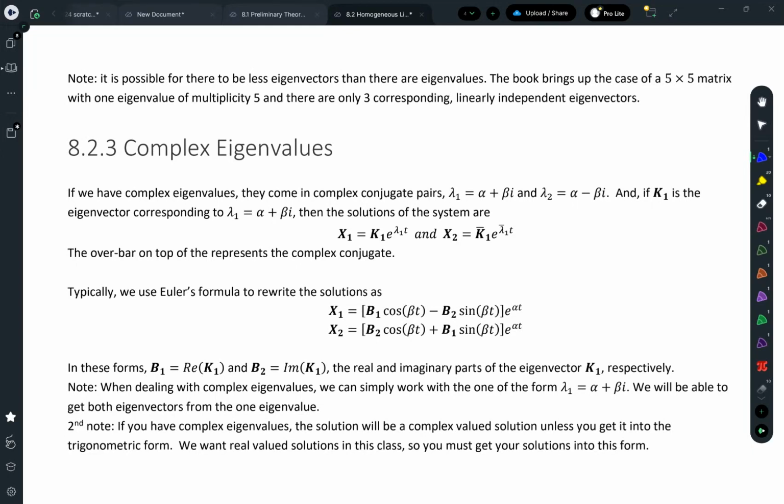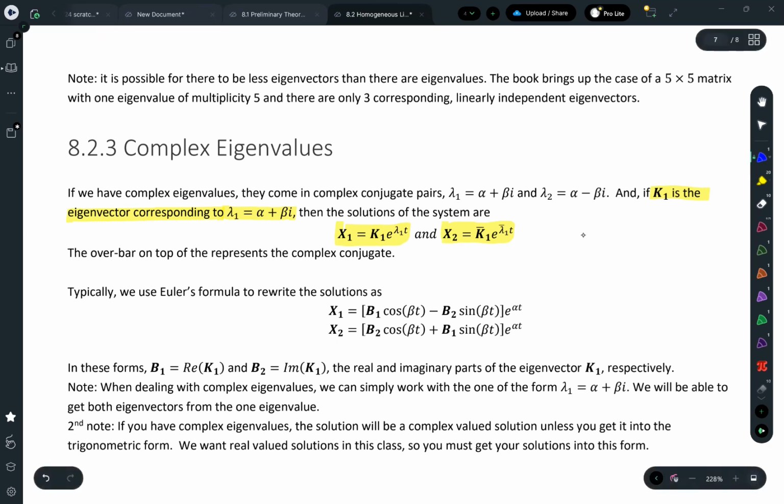Okay. So the complex conjugate pairs for lambda 1 and lambda 2 are going to be alpha plus or minus beta I. And if K1 is the eigenvector that corresponds to lambda 1, equal to alpha plus beta I, notice it's the alpha plus the beta I, then the solutions can be formed by saying x1 equals K1 e to the lambda 1 t, and x2 is equal to the complex conjugate of K1 times e to the complex conjugate of lambda 1 t. Okay, so we're going to see what that looks like.